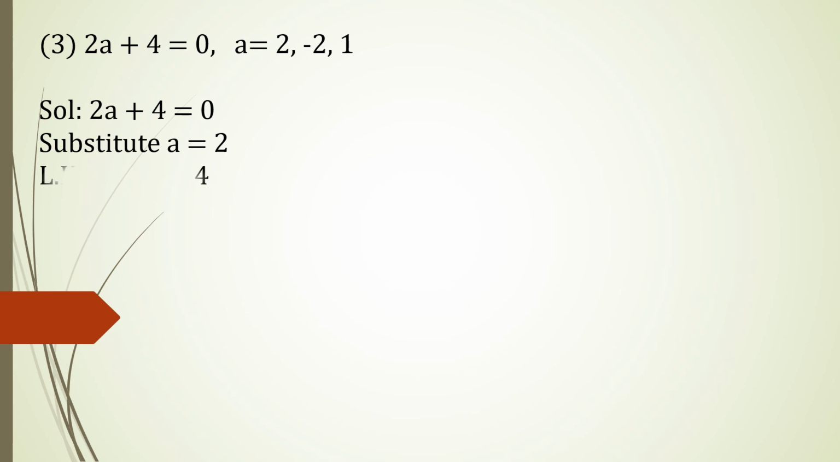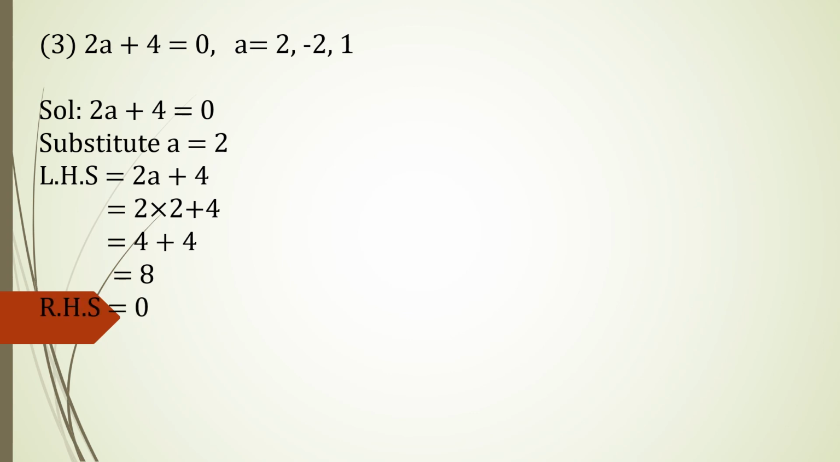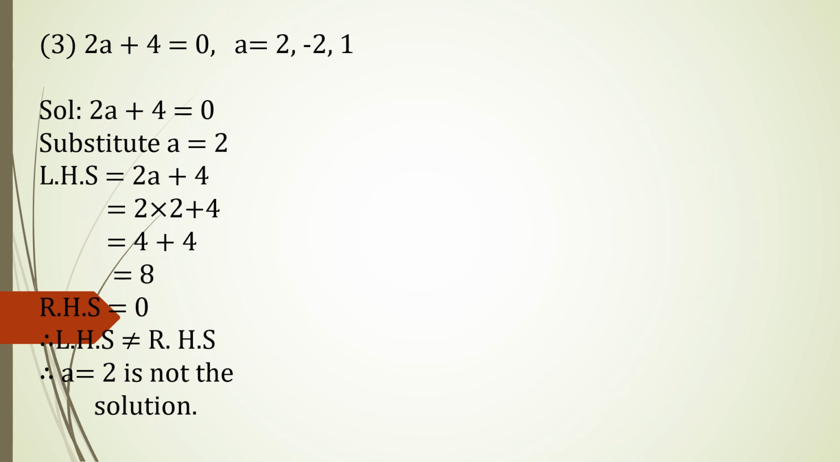Let's take the left hand side first. The left hand side is given as 2a plus 4. In place of a, student, we will substitute 2. So 2 into 2 plus 4. 2 twos are, student, what do you get? 4. 4 plus 4, the answer will be 8. Okay, so the left hand side you got as 8. And what is given in the right hand side? 0. So here the left hand side is not equal to the right hand side. Therefore, a equal to 2 is not the solution. I hope you are getting it.